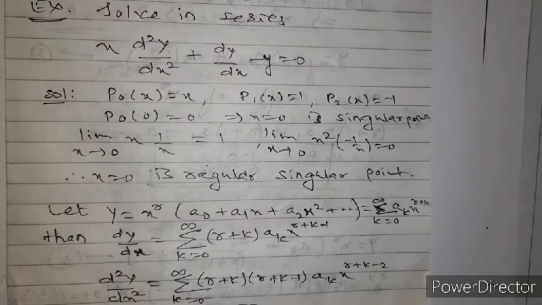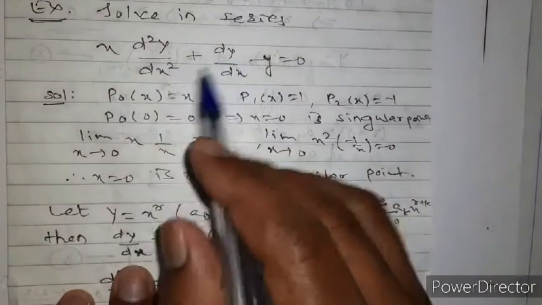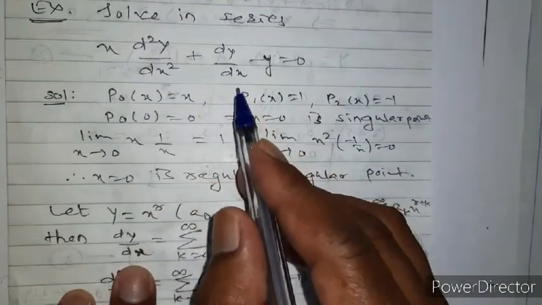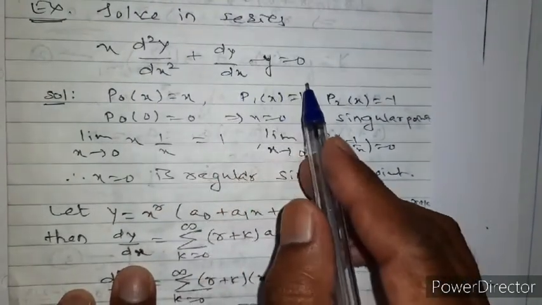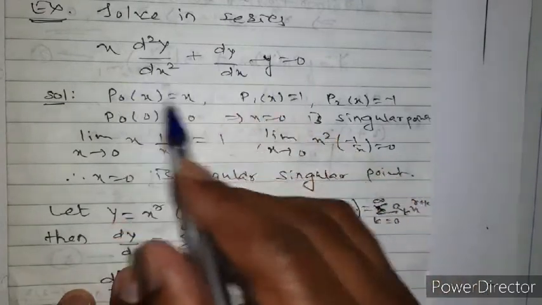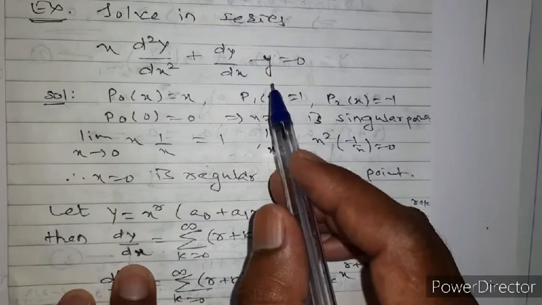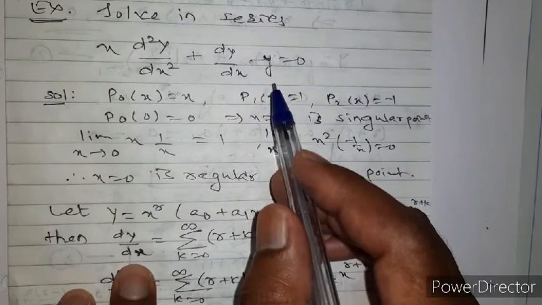Let us take one more example on singular point. Here the example is: solve in series x d²y/dx² + dy/dx − y = 0. So, a simple equation we consider. First check whether your given point is a singular point or not.